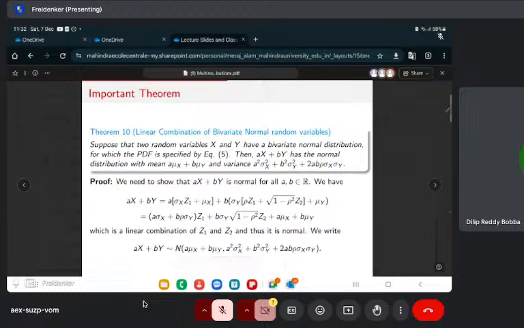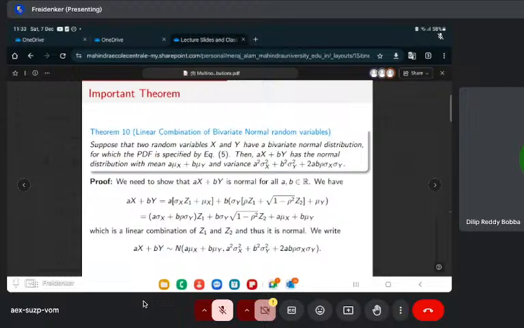Okay. New theorem: linear combination of bivariate normal random variables. Suppose two random variables x and y have a bivariate normal distribution. So x comma y belongs to some bivariate normal distribution. We know the parameters: mu x, mu y, sigma square y, and then rho. Then ax plus by.